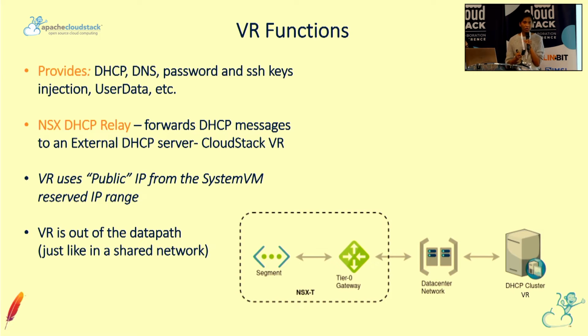Going to VR. Now, as mentioned earlier, we still fall back to deploying the virtual router with NSX because some of the services like DNS, user data, etc., are provided by the virtual router. In order to facilitate that, we set up the DHCP relay config on NSX so as to route all the traffic back down to the CloudStack VR for DHCP. So essentially, the VR acts like it does in a shared network, and does not come in the data path.